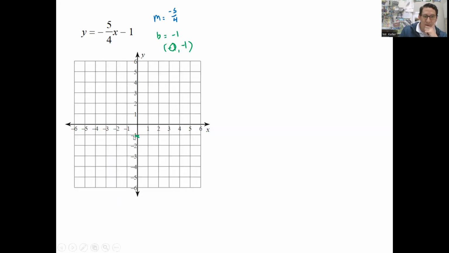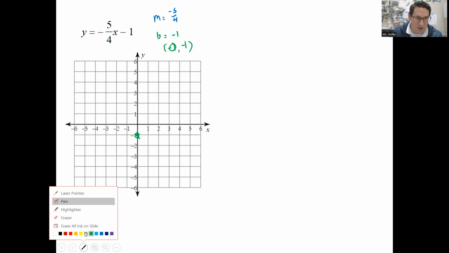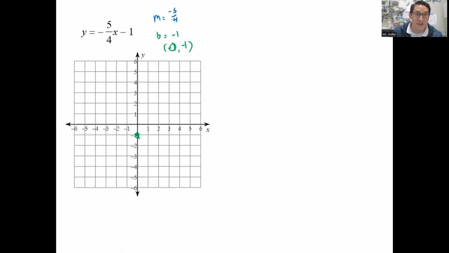Green, start the starting point, and then plot the other points. So I'm going to go down 5, to the right 4 from the starting point: down 1, 2, 3, 4, 5, to the right 1, 2, 3, 4. Here's the next point. Cool. I love when it puts in additional lines. Great.